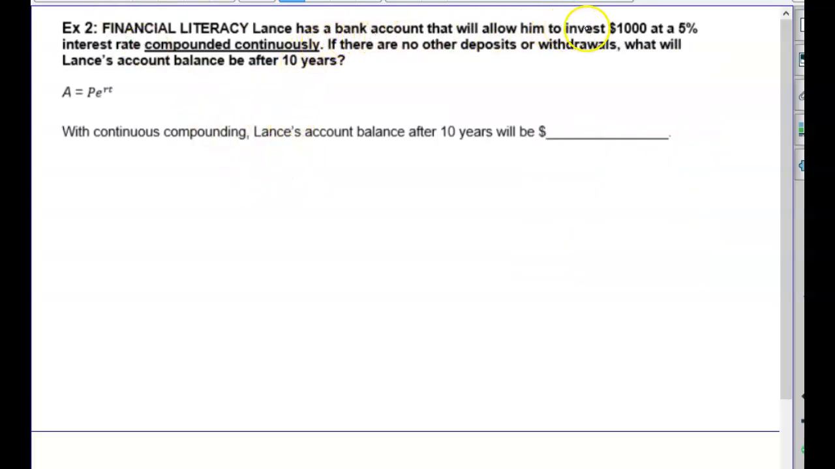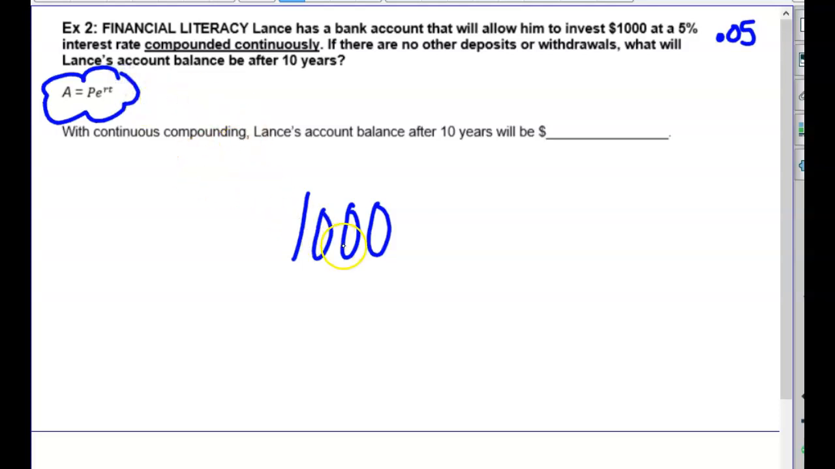All right. Lance has a bank account that will allow him to invest $1,000. So that's his initial investment at a 5% interest rate, which is going to be 0.05, compounded continuously. What does that mean we're using? That little PERT guy, right? So his present or starting value is $1,000, and then we're going to use this E, which is like 2.71 something, to the RT, and both of those things need to be in the exponent. R is 0.05 for the rate. And what's our time, guys? 10 years, so that's times 10 years, okay?